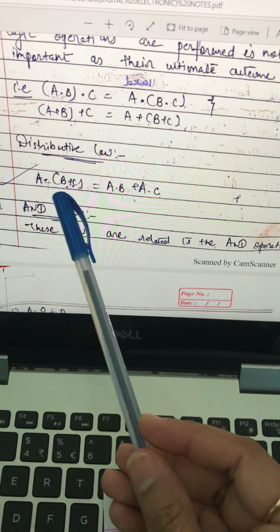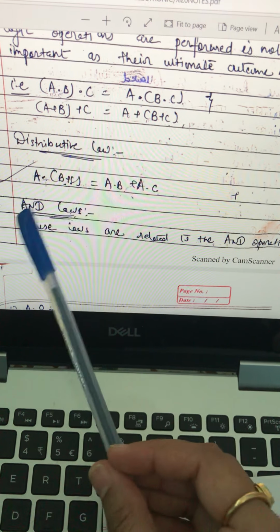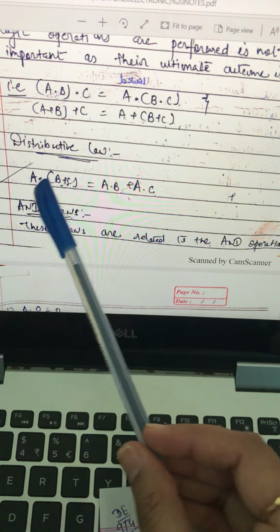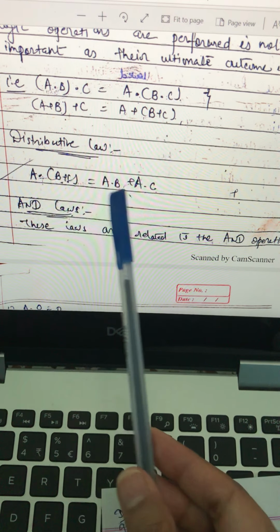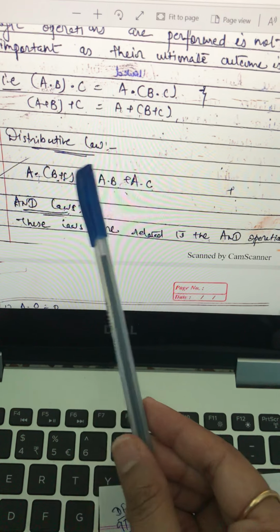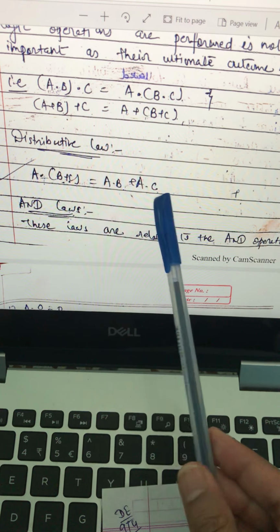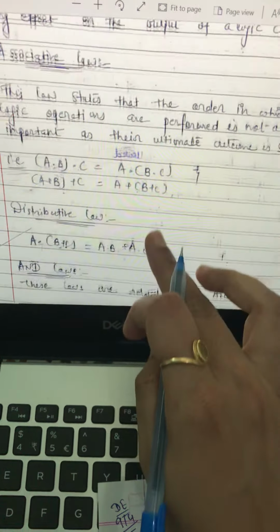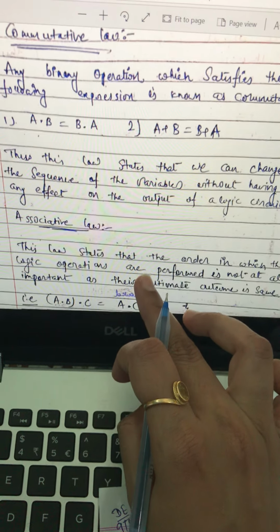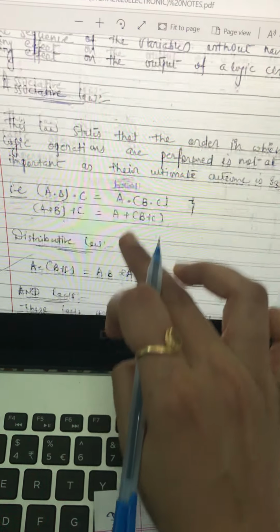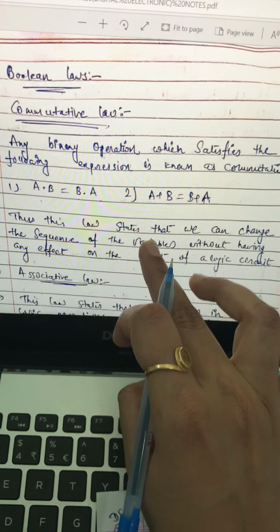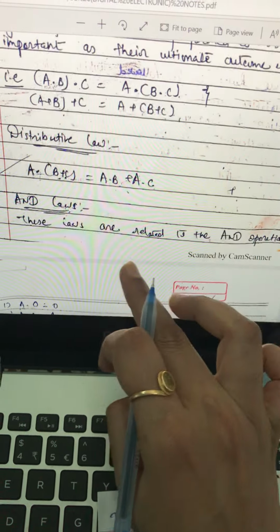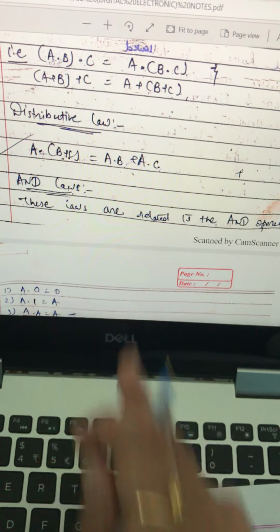The third is the distributive law, that is A dot (B plus C). You know that you can open the bracket, that is AB plus AC, so A dot B plus A dot C. These three are basic laws which everyone studied during school time: the associative, commutative and distributive laws. You can put some values in this.